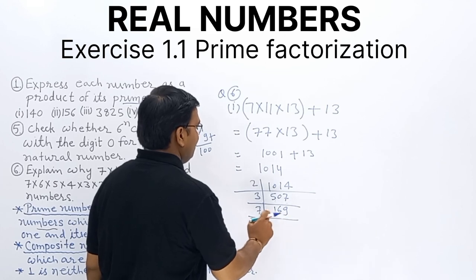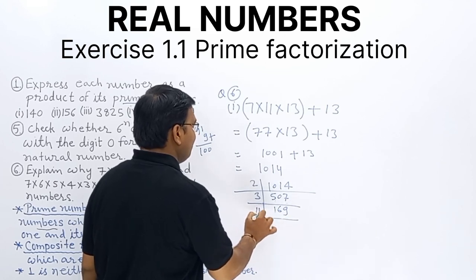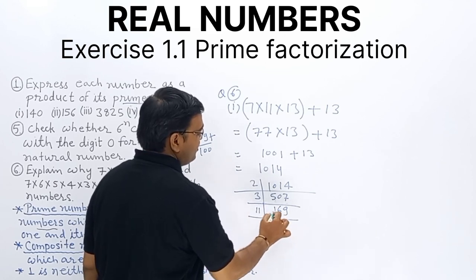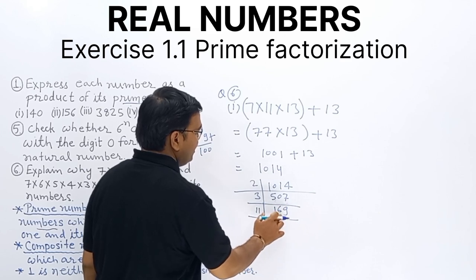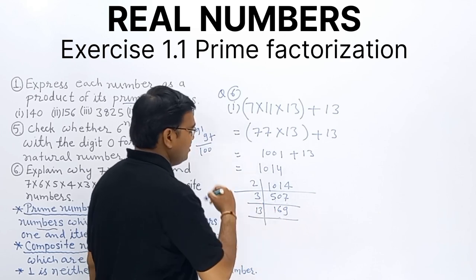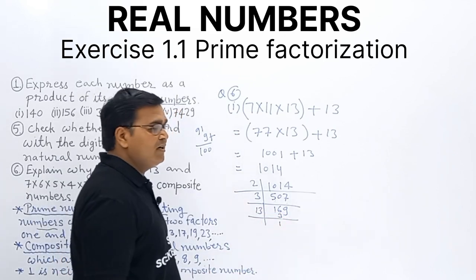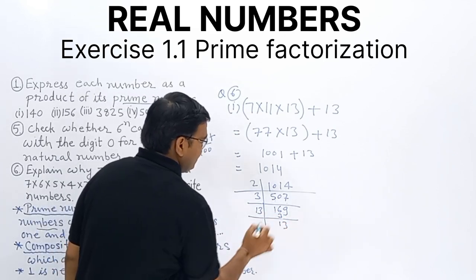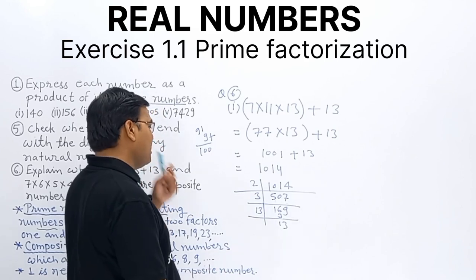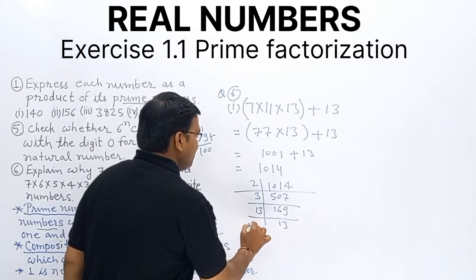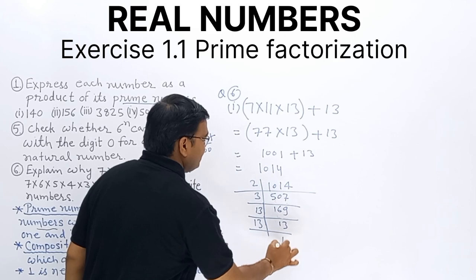Now next one, 11. Can we divide by 11? How many times? 1 time, 5 remaining. No, we cannot divide by 11. Next prime number is 13. Use 13. 1 time it is going, 3 is remaining, 13 threes are 39. Yes, we can divide this number by 13. So again we will use 13.